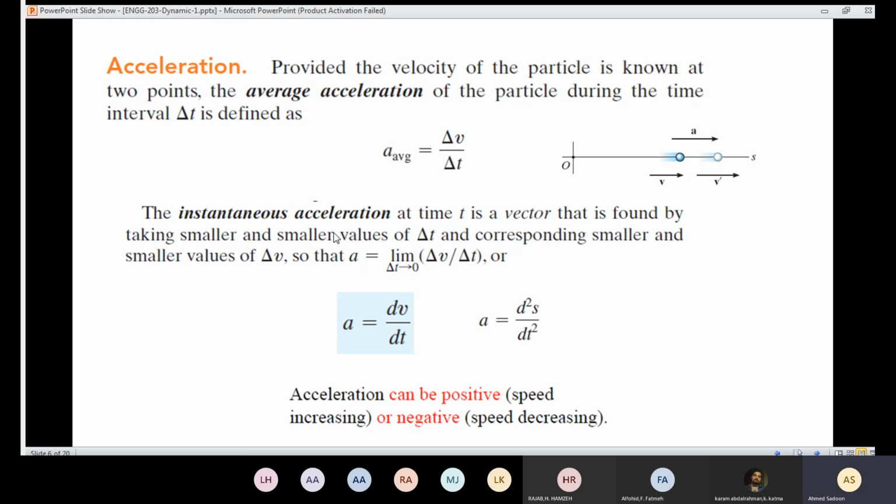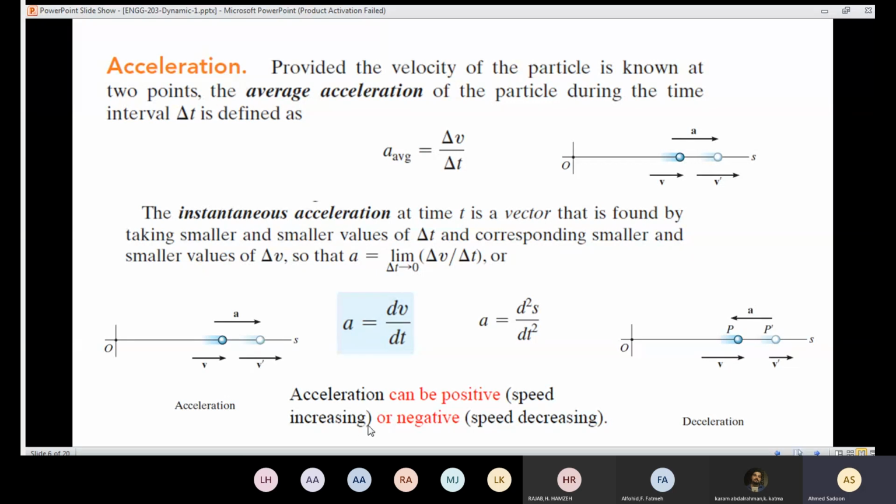So also the acceleration could be positive. That means the speed is increasing. Or it could be negative. That means the speed is decreasing. So in this case here, we have acceleration. That means the speed here is increasing. V final here is more than V initial.